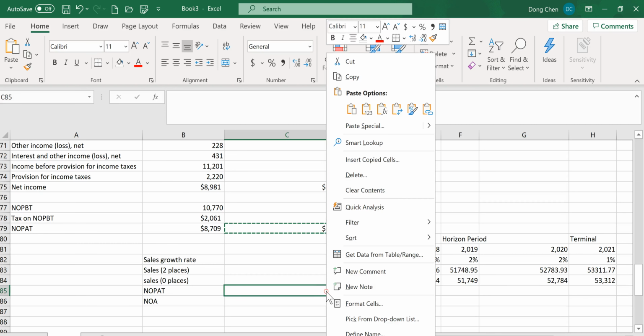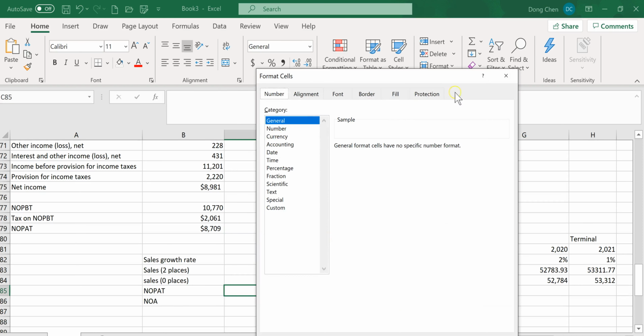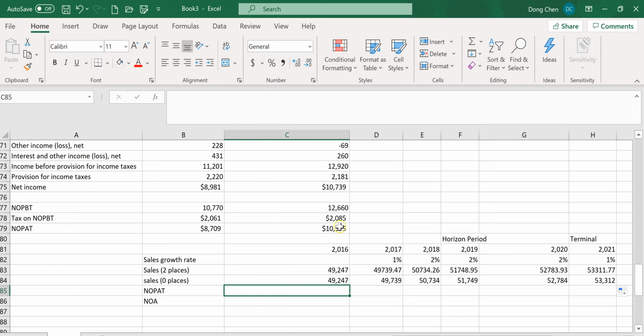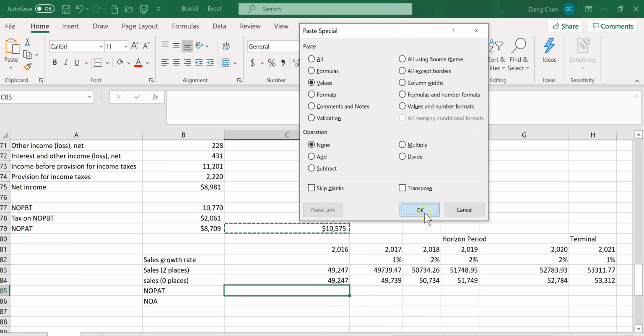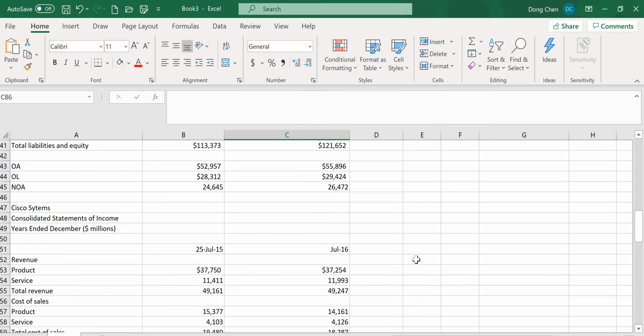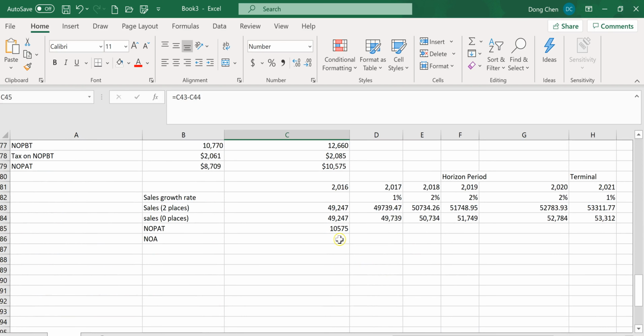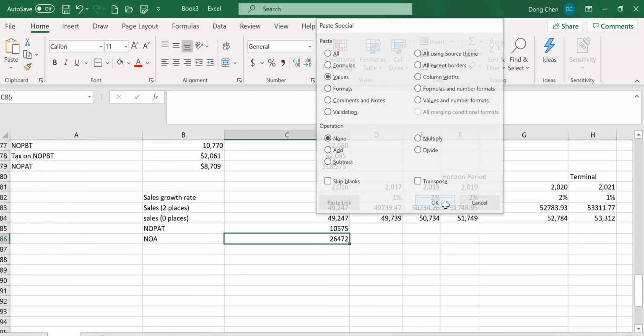So I actually paste special, right? Paste by values. And for NOA, I just do the same. Just copy the number which I calculated earlier for the current year. So paste special and values.